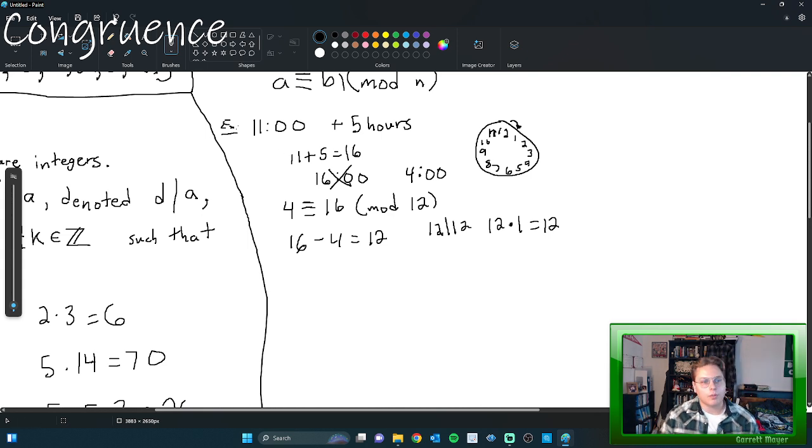Additionally, for those of you who remember long division from elementary school, saying that something is congruent modulo n also implies that the two numbers have the same remainder when they're divided by the modulo n number. So in this sense, when 4 is divided by 12 in long division, it has remainder 4. When 16 is divided by 12, using long division, it also has remainder 4. And this sort of relationship continues. So 28 would also be congruent.